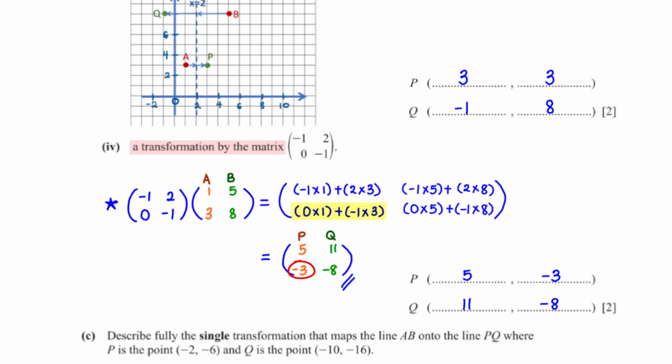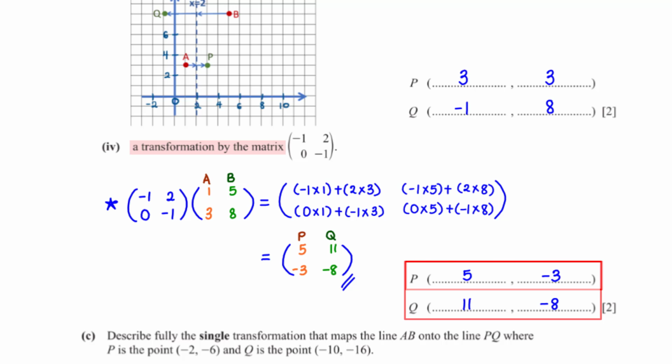This gives us -3. To get the number in this position, we multiply the elements in row 1 of the first matrix with the elements in column 2 of the second matrix. This gives us 11. For the number in this position, we multiply the elements in row 2 of the first matrix with the elements in column 2 of the second matrix. This gives us -8. And so the coordinates of point P are 5, -3, and the coordinates of Q are 11, -8.